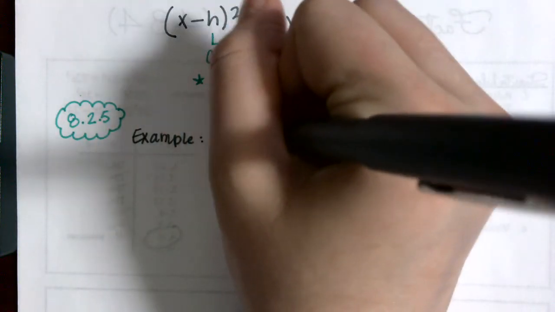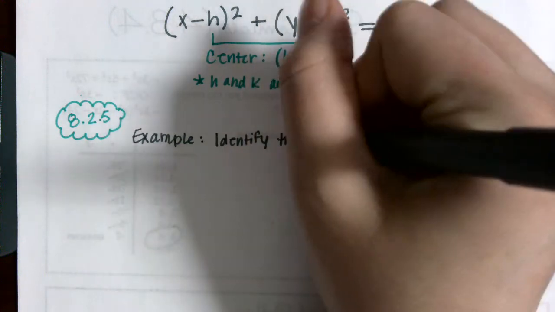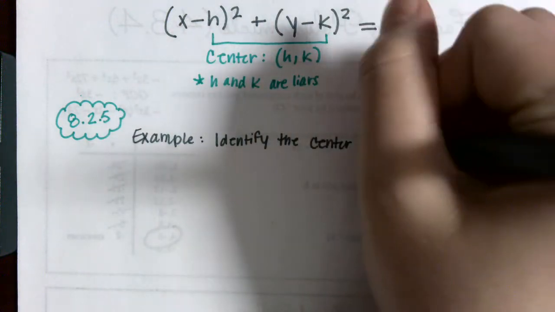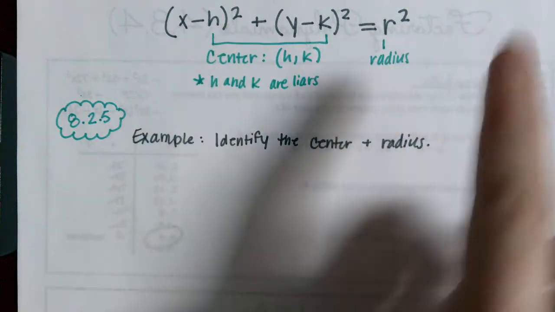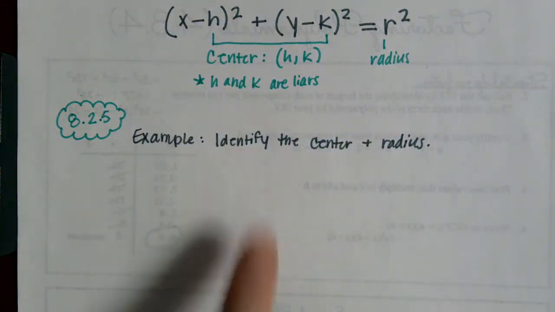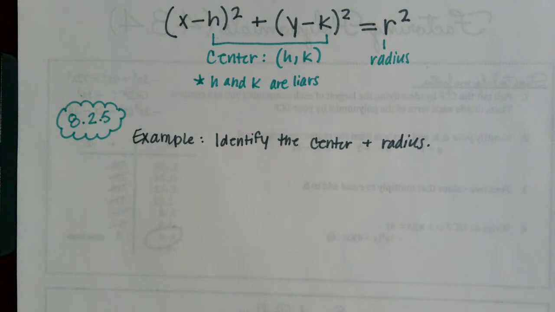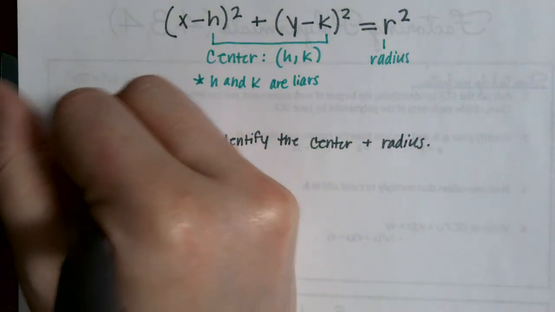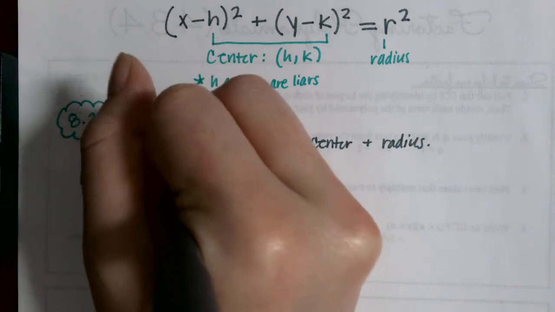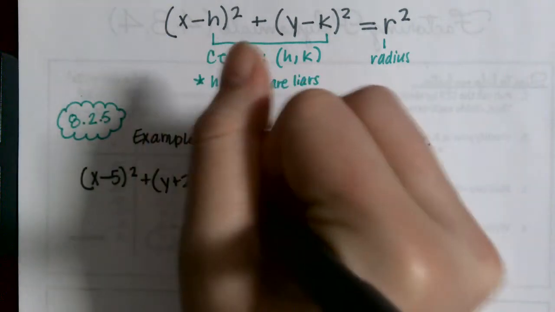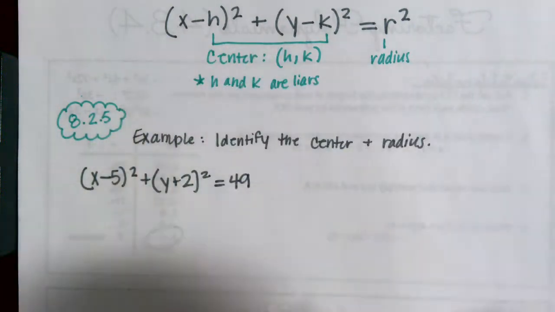we are going to identify the center and radius given the equation. So you'll be given something that looks like this, and you'll find the center and the radius from that information. For example, we would have (x minus 5) squared plus (y plus 2) squared equals 49.